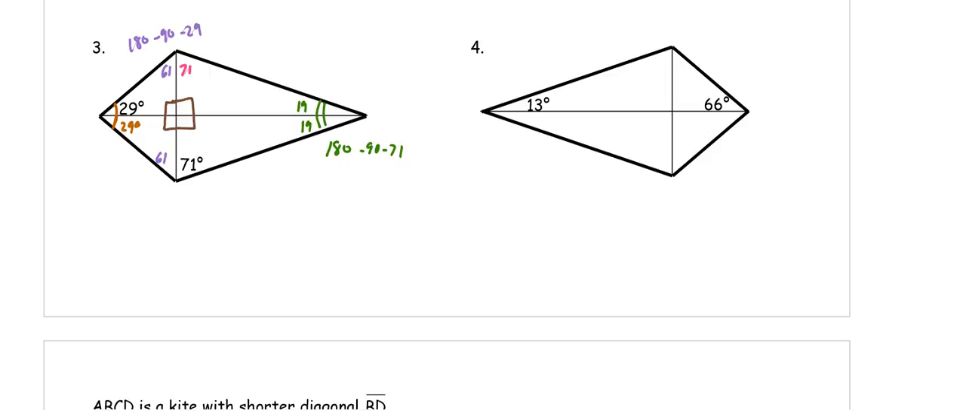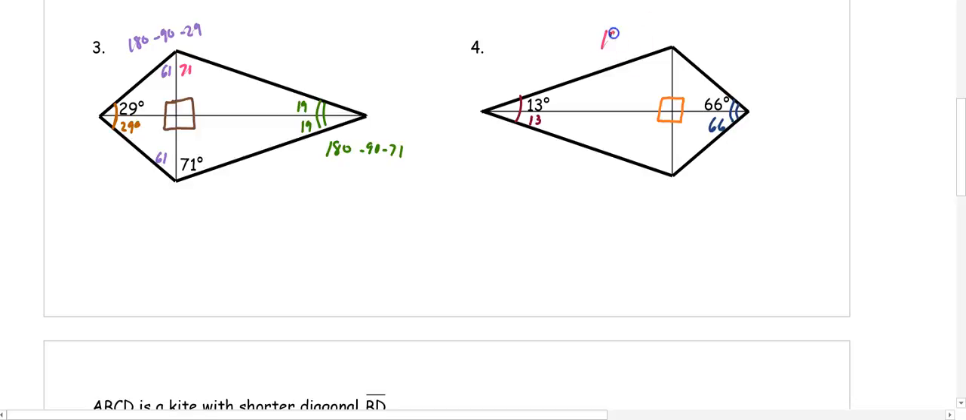So number 4, let's do the same thing. In the center by the diagonals, those are perpendicular. The longer diagonal is bisecting this 13-degree angle into 13 and 13, and the other angle into 66 and 66. So to find our missing angles, we can just subtract from 180 for the triangles.